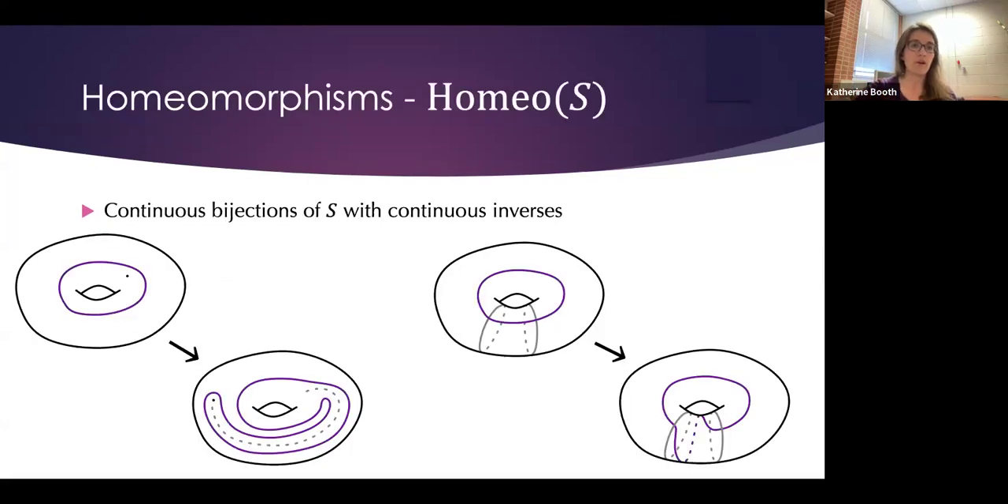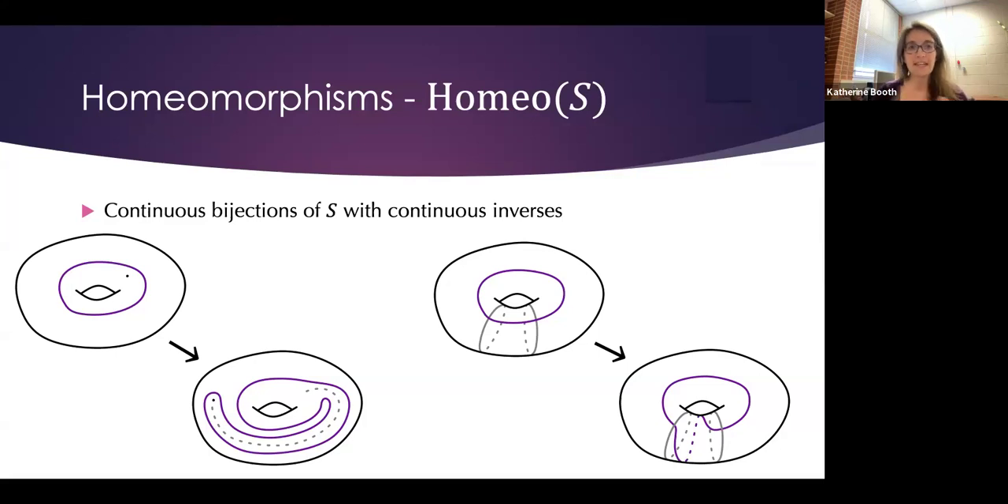When I talk about a homeomorphism, I'm going to denote that by Homeo of S. These are continuous bijections of my surface with continuous inverses. I've got a couple examples here. The first one on the left is what I might call point pushing. You can see I've got a point there and I can push it around. Now, all the points nearby, because I want this to be continuous, are also going to have to push around. And so it can take that purple curve and it's going to have to deform it a little bit.